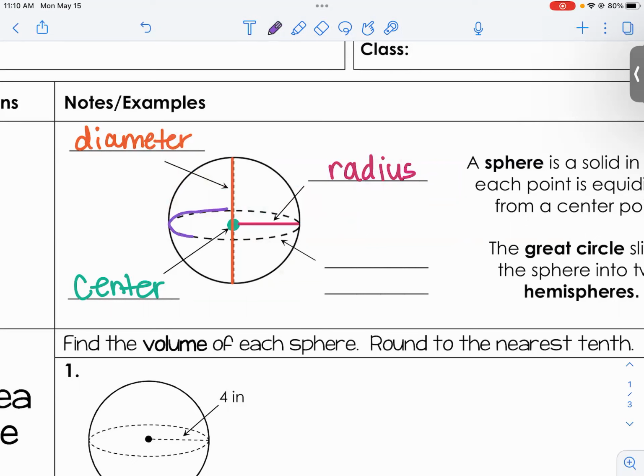Now, this dotted curve right here, this is called the Great Circle. This is like the equator. This divides our sphere into two hemispheres. If you think about the globe, we live in the northern hemisphere because we live north of the equator. If we live south of the equator, we live in the southern hemisphere.